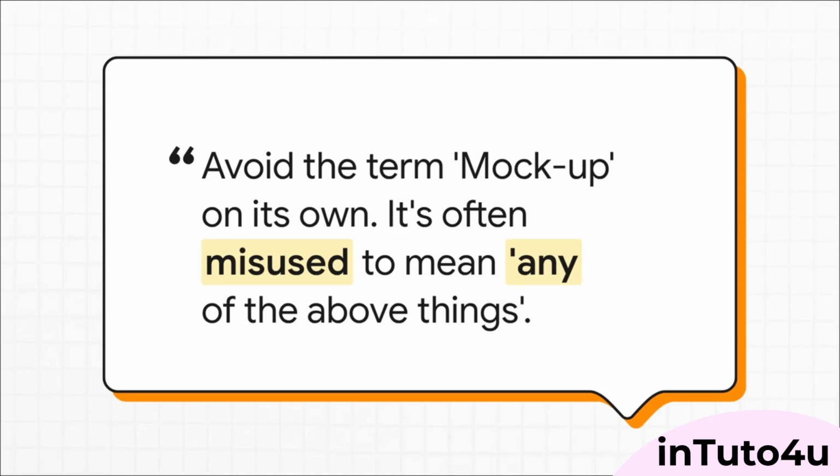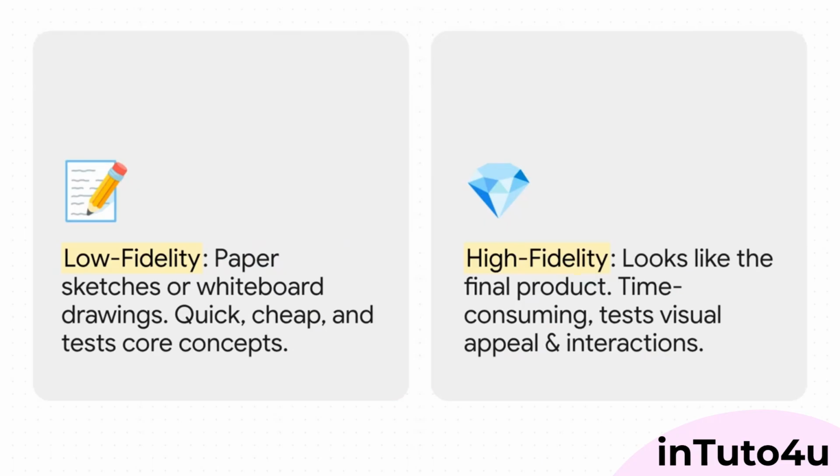So here's the lesson. Always, always be specific. Just ditch the ambiguous term and spell out what you need. Is it static or interactive? Is it low fidelity or high fidelity? You know, it's actually more helpful to think of these not as 3 separate boxes, but as points on a spectrum of fidelity, which is basically just the level of detail.